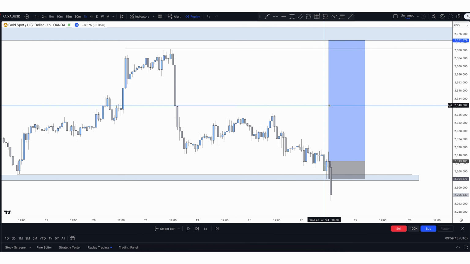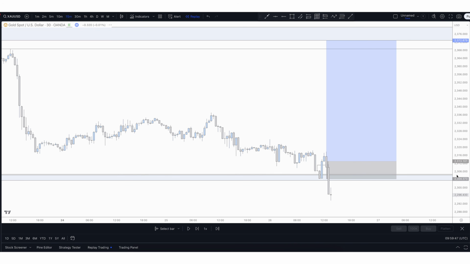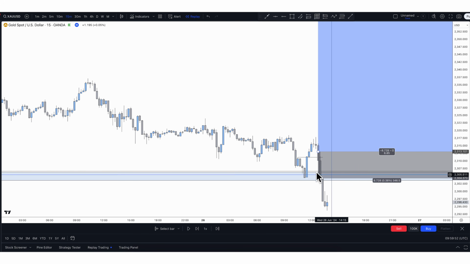Now, some losses are going to be entirely reasonable and within the confines of your system. A lot of losses I take are not due to mistakes. They are just simply due to the fact that this trade didn't work out this time.